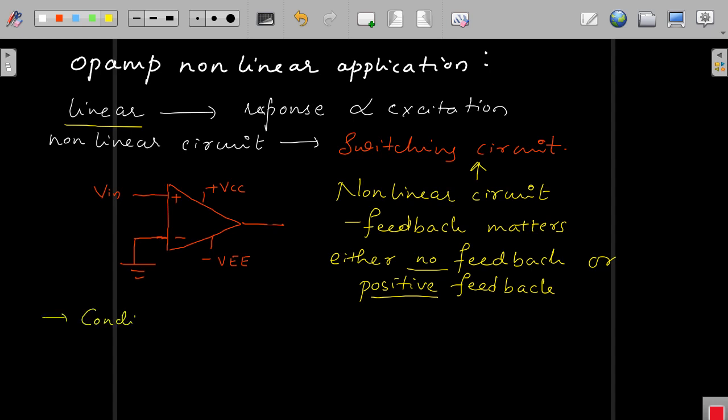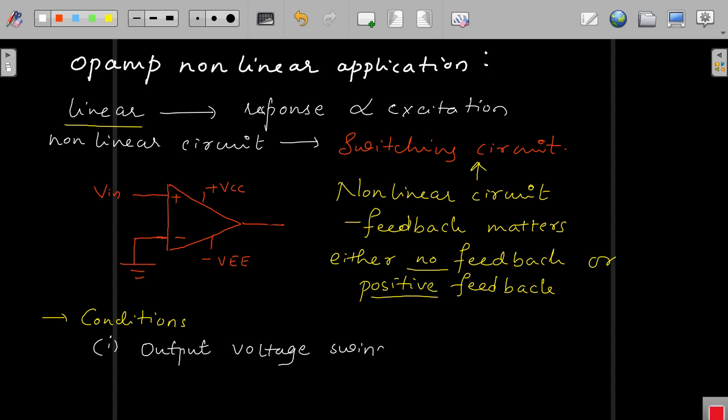Conditions, as long as the non-linear circuits are concerned. Let me take the first one. You will come to know this is very simple. First one is called the output voltage swing.